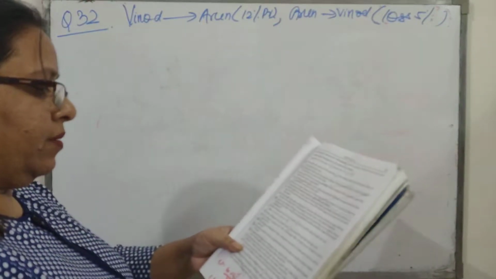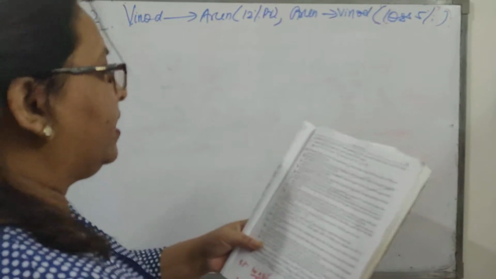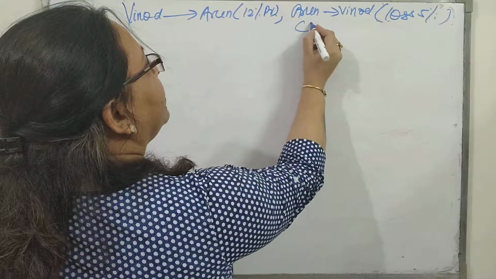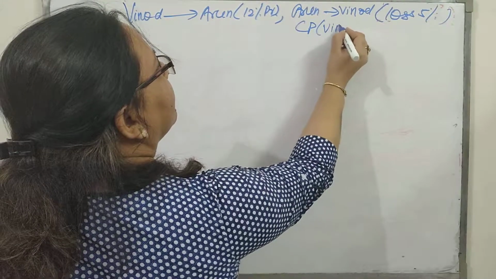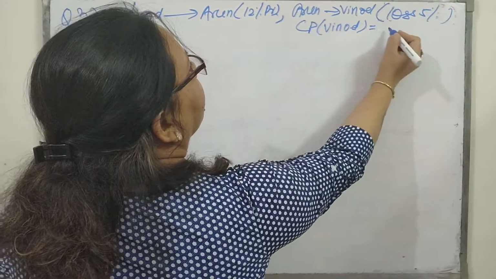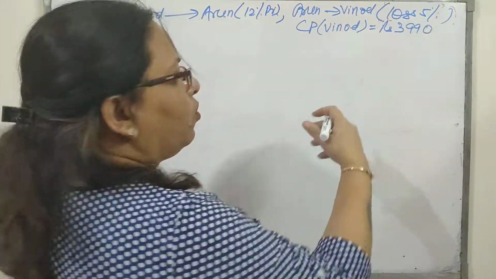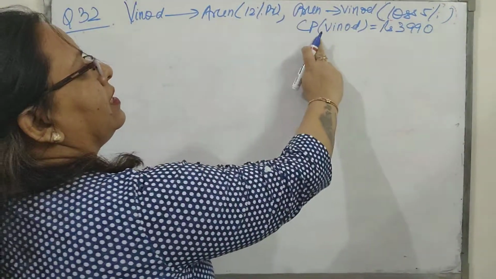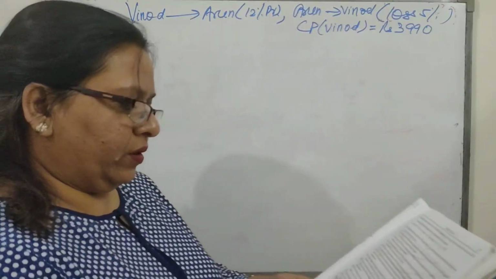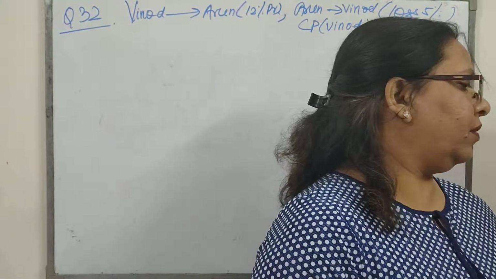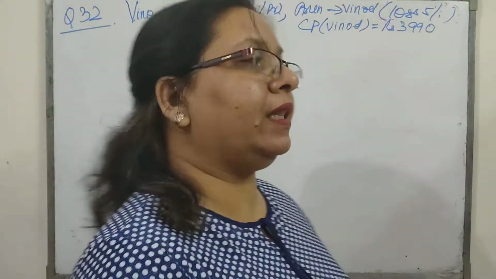Further it says Manoj paid rupees 3990. Manoj paid, that means that is the cost price Manoj has for the watch. That is rupees 3990. Manoj has paid this much from the pocket, so this is the cost price of Manoj. How much did Vinod pay in the beginning?